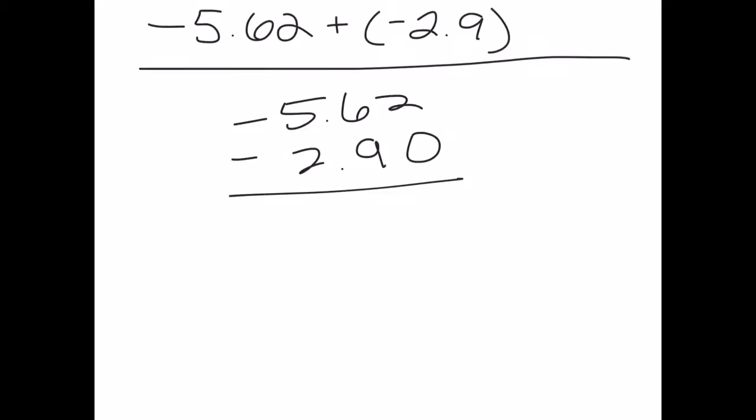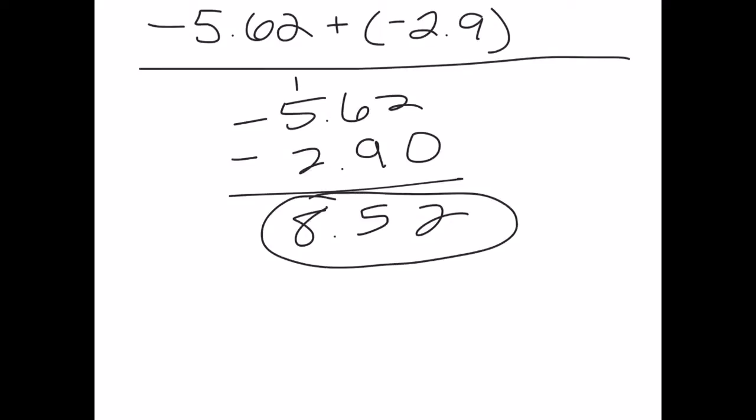2 plus 0 is 2. 6 plus 9 is 15. Then you're going to carry the 1. 5 plus 2 is 7, plus 1 is 8. Then you're going to bring down your decimal. So the answer is 8.52.